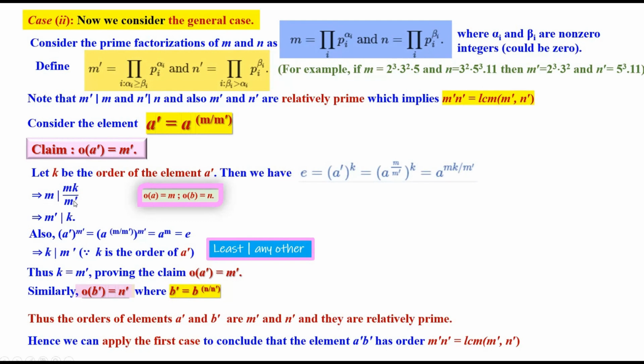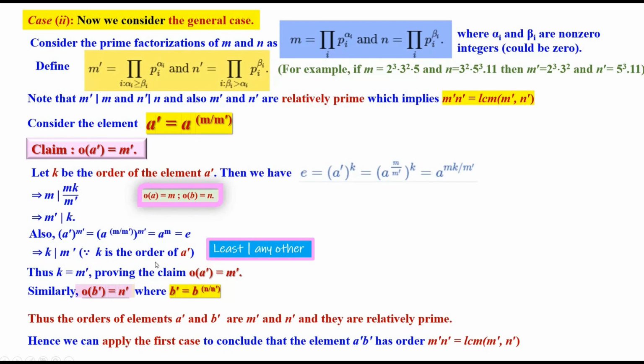So we have m dividing mk by m prime. So that in turn implies that m prime divides k. That's very obvious. And a prime to the power m prime, when we consider, we have that to be a raised to m by m prime, to the power m prime, and that is a to the power m. Order of a being m, we have this to be e. And here for a prime, k is assumed to be the order of that a prime. So least is k, any other is m prime. So least must divide any other.